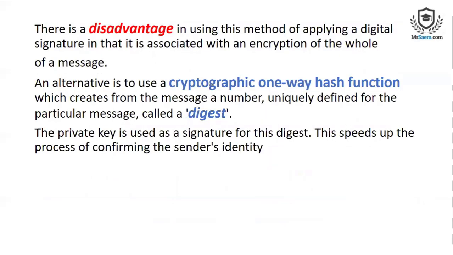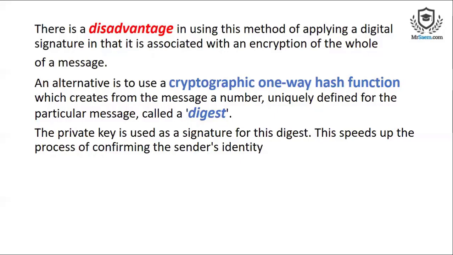The disadvantage in this method of applying a digital signature is that it is associated with encryption of the whole of the message. So obviously, this is a bit of a disadvantage. Your entire message basically has this signature. Since the entire message will have this signature, it will take more time for the message to get decrypted. So if it's a long message, it will take more time.